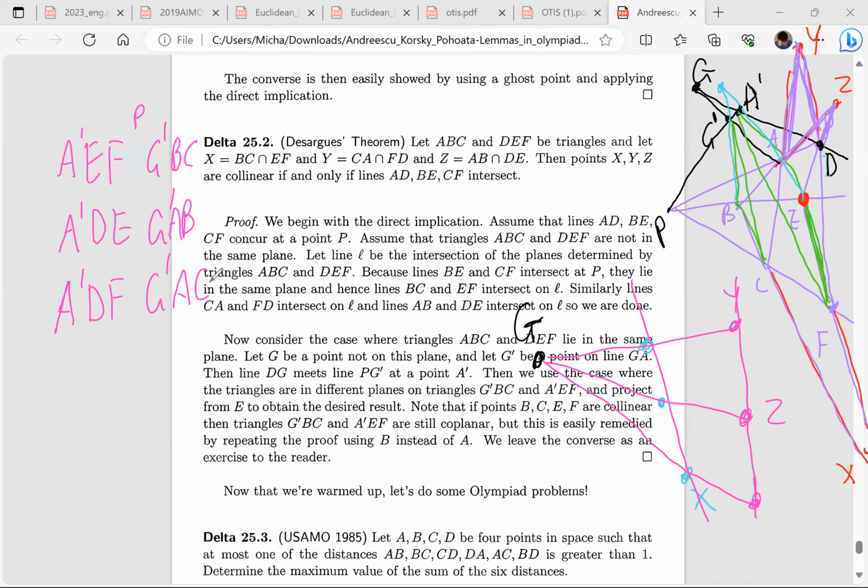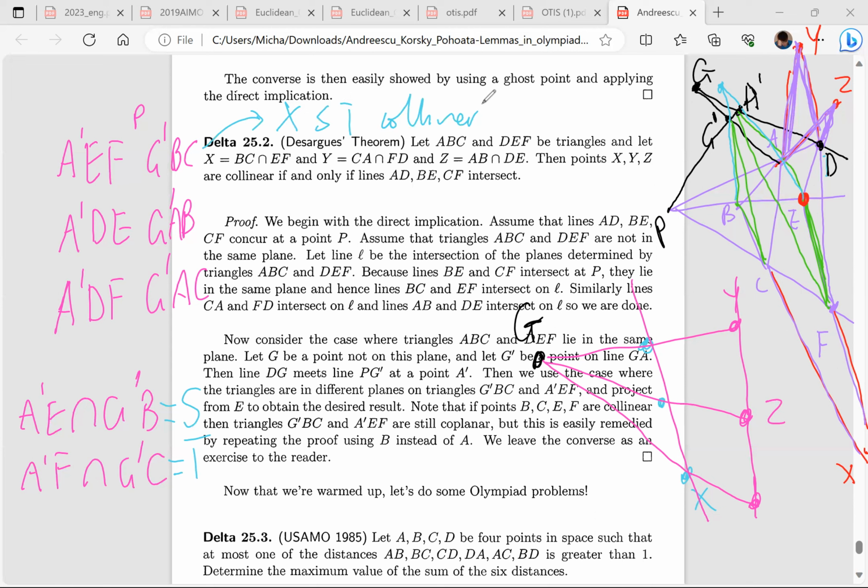The conclusion of the non-coplanar Desargues theorem we just showed is that there are certain things of interest: A prime E intersect G prime B, and also A prime F intersect G prime C. Let's call these S and T. So if you apply Desargues to all three, this one gives you that X, S, T is collinear.